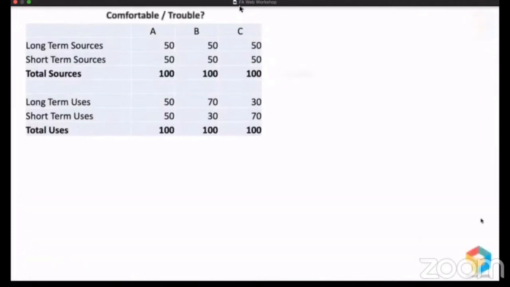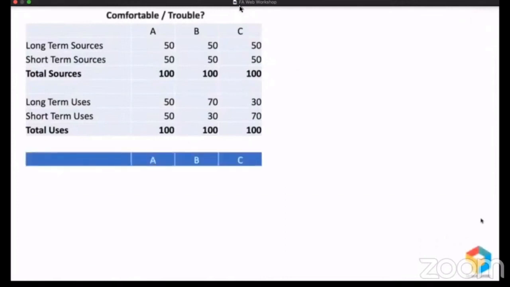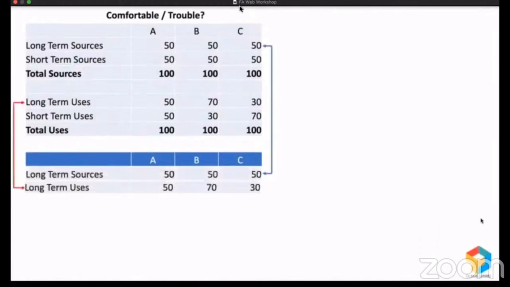Let's see the results. I'm going to rearrange this statement. Let me bring the long-term sources here and I'll compare that with long-term uses. So let's see what the position is. If you take company A, long-term sources and uses are the same, so no surplus, no deficit. But company B, long-term source is 50, long-term use is 70, so there is a deficit of 20. And company C, long-term source is 50, long-term use is only 30, so there is a surplus of 20.